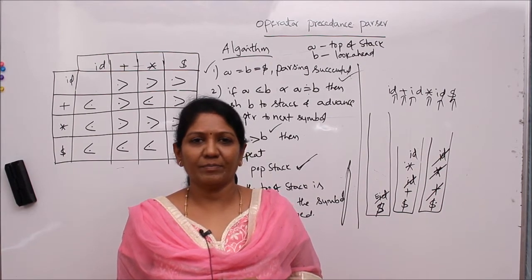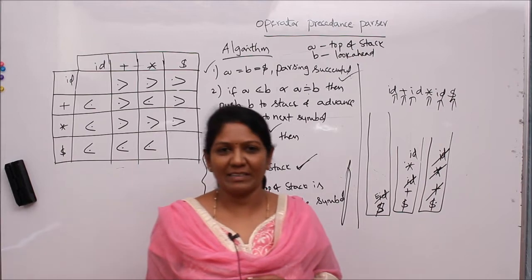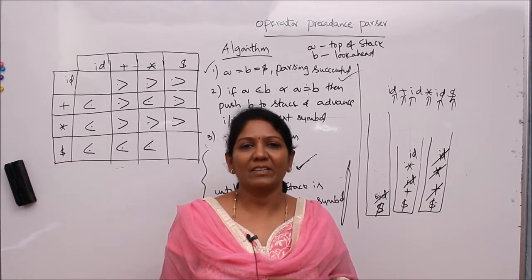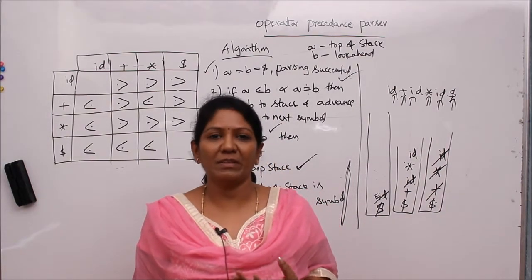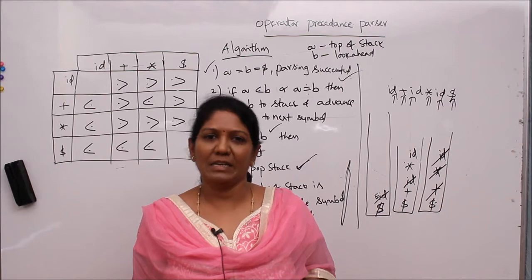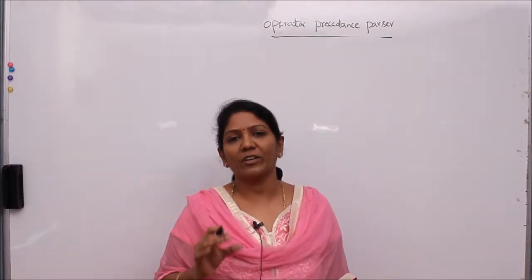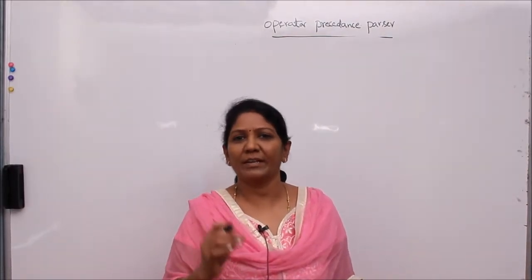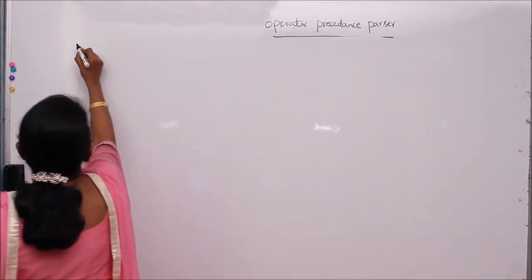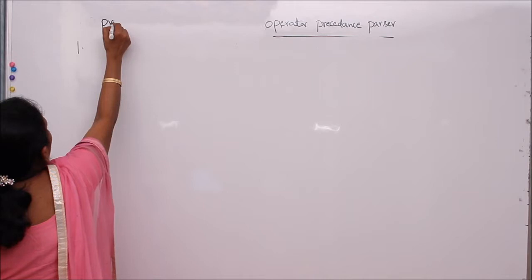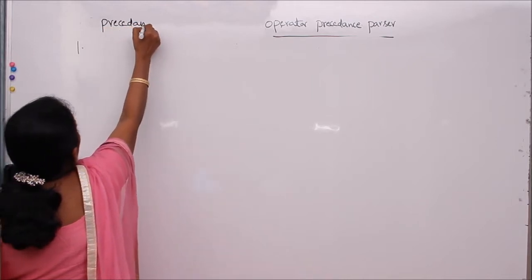Now the question is how to construct this precedence relation table. Remember, the precedence relation table is constructed based on the actual precedence among the operators. Let us see that procedure. So we use the actual rules of precedence for creating the precedence relation table. Let's see the rules.